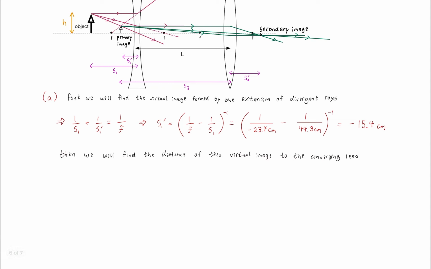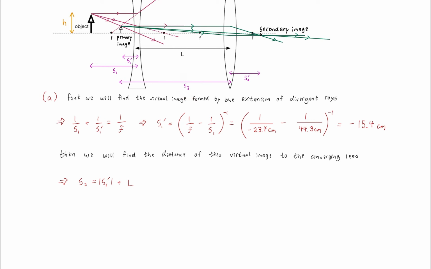Images are always shrunk in diverging lenses, but they end up inside the focal point if the object started outside. And they end up inside the focal point if the object started inside, but then they also are closer to the object. Now we will find the distance of this virtual image to the converging lens. That's going to be S2.